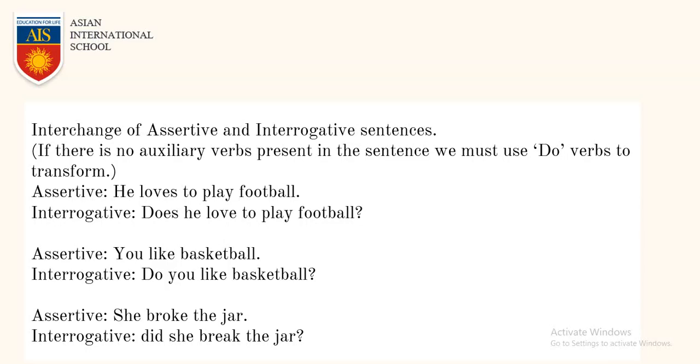So when we are using the do verb, we have to be very careful. If the subject is first person, second person or third person plural number, then only we can use the verb do as it is. But if it is third person singular number, we have to add s or es with the verb do. And if the verb is past tense, we have to use the past form of the verb do.